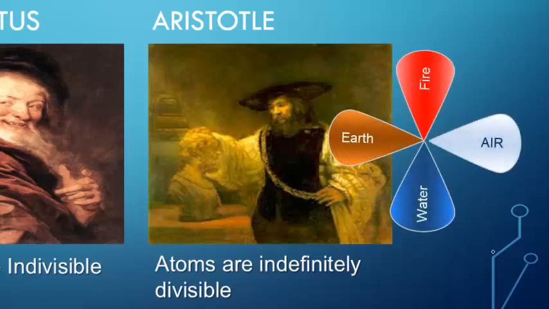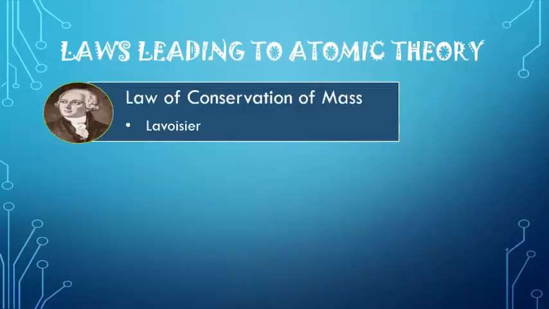Again, without having any evidence to support this theory, it was largely accepted for the next 1,000 years, when we had more advancements in testing and more could be done to look into this. With these advancements, three laws relating to matter and atoms emerged. The first one is the law of conservation of mass. This was developed by Antoine Lavoisier.